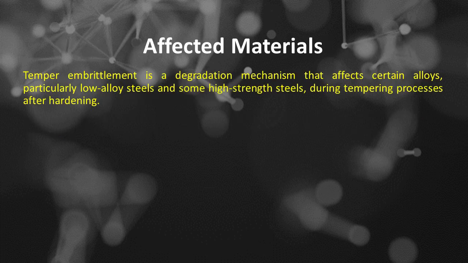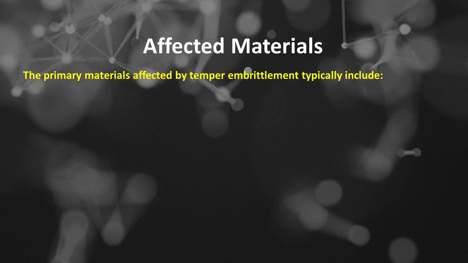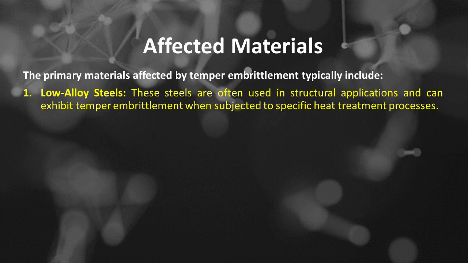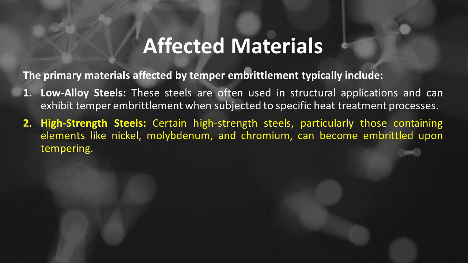Affected materials. Temper embrittlement is a degradation mechanism that affects certain alloys, particularly low-alloy steels and some high-strength steels, during tempering processes after hardening. The primary materials affected by temper embrittlement typically include: Number 1 is low-alloy steels. These steels are often used in structural applications and can exhibit temper embrittlement when subjected to specific heat treatment processes. Number 2 is high-strength steels.